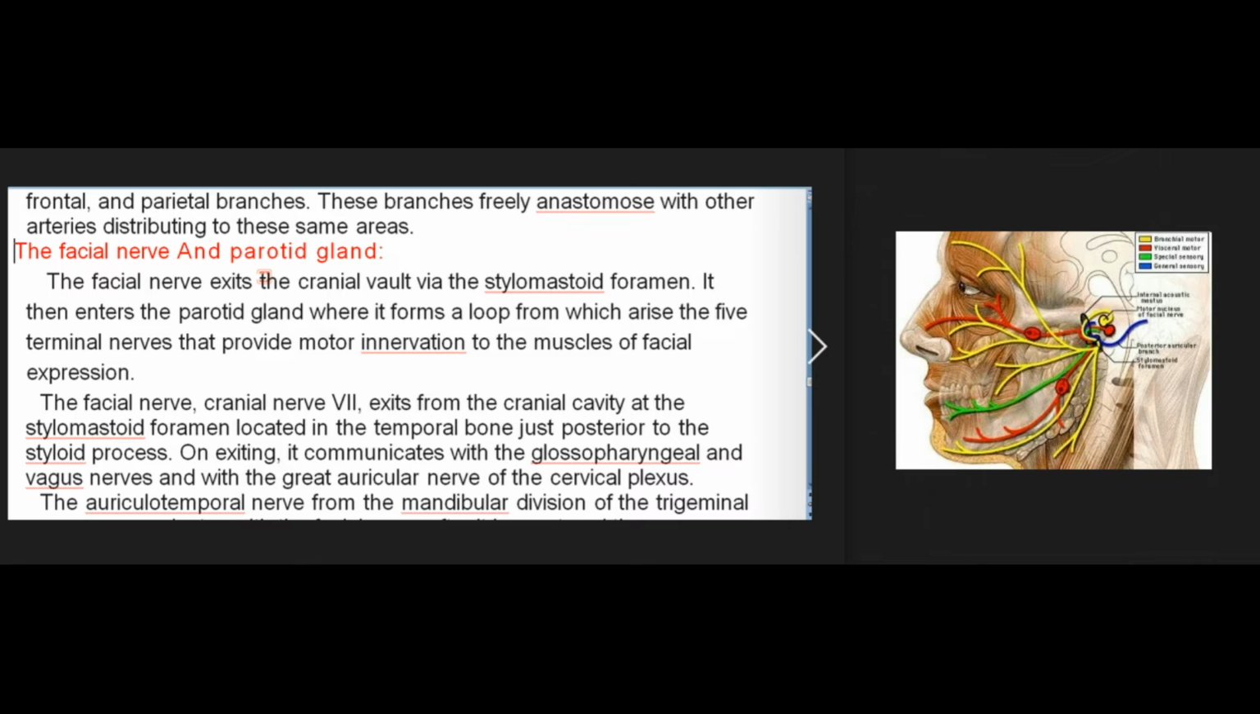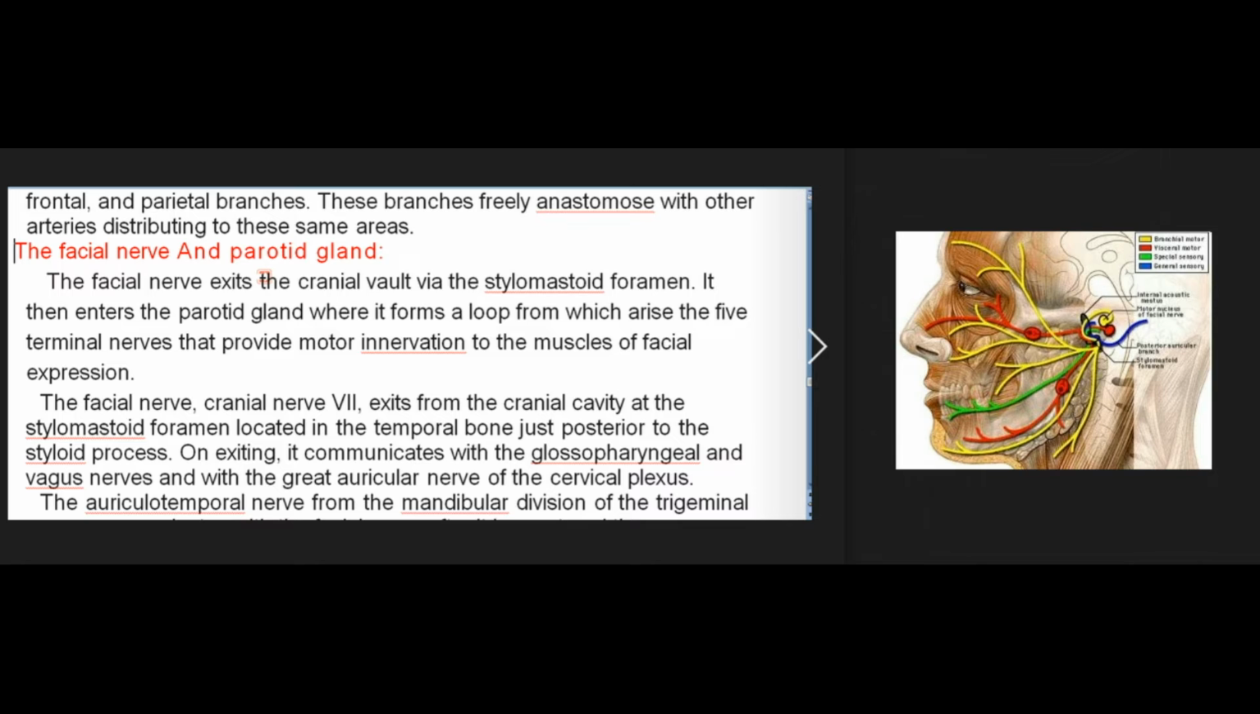The facial nerve and parotid gland. The facial nerve exits the cranial vault via the stylomastoid foramen. It then enters the parotid gland where it forms a loop from which arise the 5 terminal nerves that provide motor innervation to the muscles of facial expression.